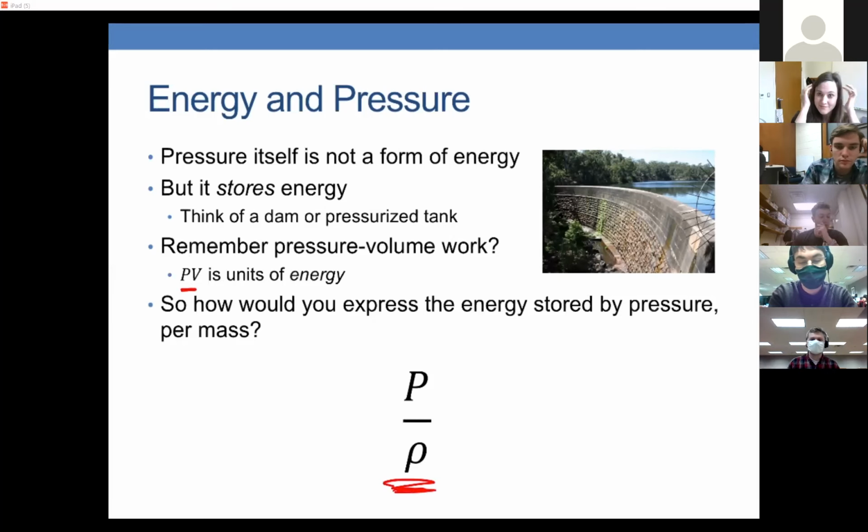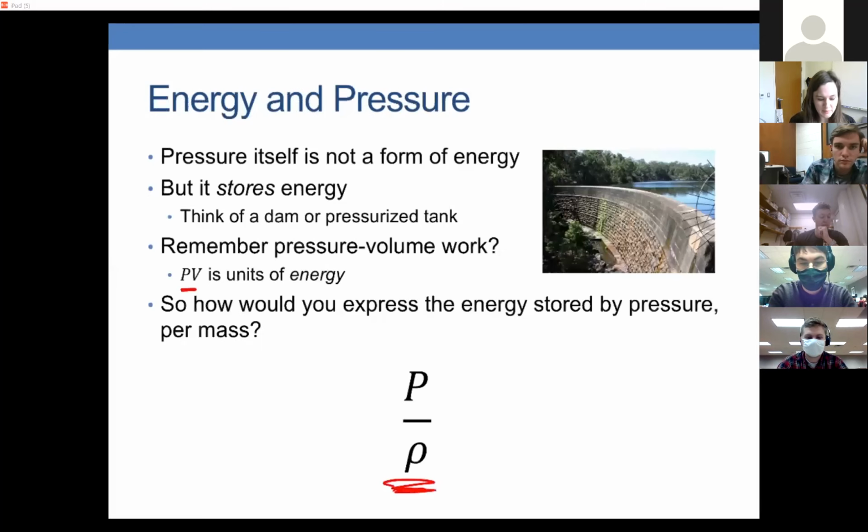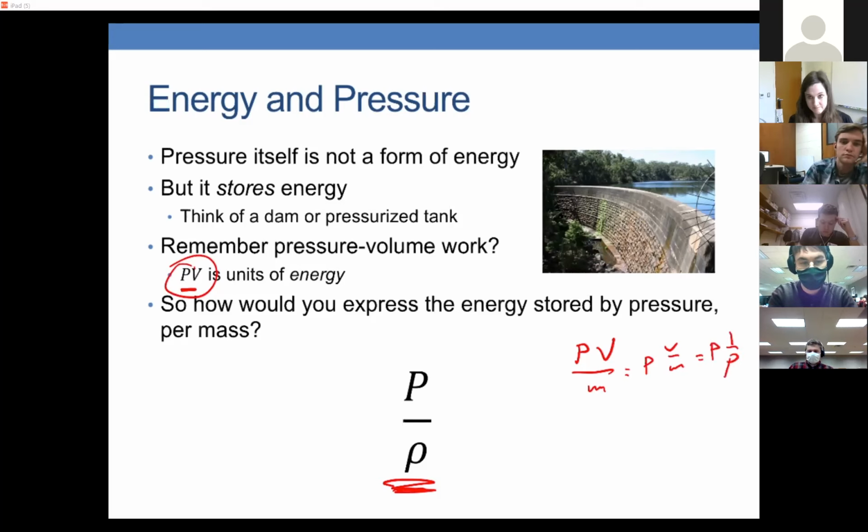Okay, because we took PV, divided by mass, pressure by density. So just fix that in your head: pressure per density is energy per mass. What happened to the V in that? P times V is energy, and I want energy per mass, so divide by mass, that's P times V over mass. V over mass is 1 over density.